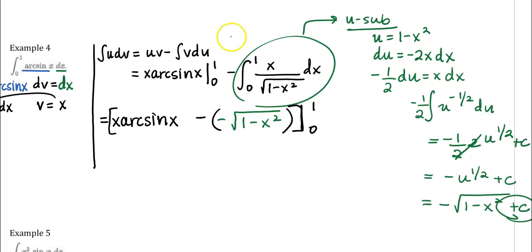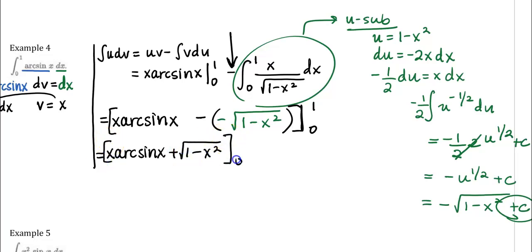Do be careful with your signs here because there is a minus sign built into the integration by parts formula. And we have a minus sign that we picked up through our integration. So it will ultimately end up being a plus sign. So now we're ready to apply the fundamental theorem of calculus. First, we'll plug in our upper limit of 1. Then we'll subtract and plug in our lower limit of 0. The whole first term will go to 0 because of that 0 there, that x right there.